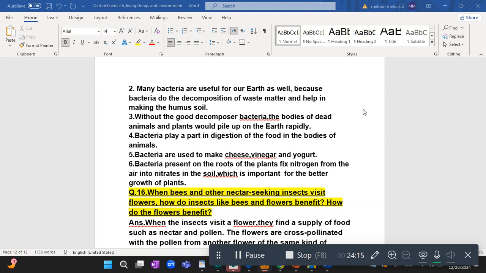Number three, without the good decomposer bacteria, the bodies of dead animals and plants would pile up on the earth rapidly. Number four, bacteria play a part in digestion of the food in the bodies of the animals. Number five, bacteria are used to make cheese, vinegar, and yogurt. These are the good bacteria which make our cheese, vinegar, and yogurt. Number six, bacteria present on the roots of the plants. They fix nitrogen gas from the air into the nitrates within the soil. And these nitrates are very important for the better growth of the plants.